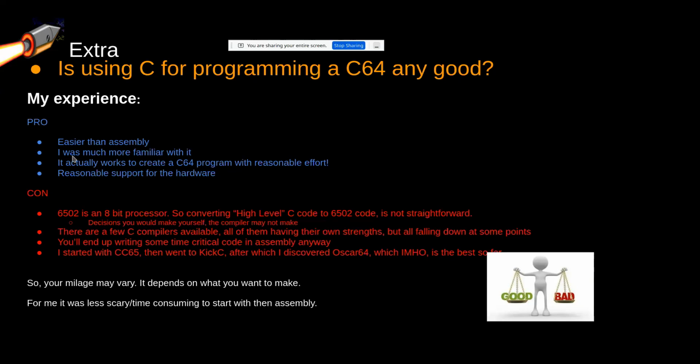I was more familiar with C, and it actually does work to create a C64 program with it with reasonable effort. That was a big plus for me. And there is reasonable support for the hardware. So this is more or less why I went the C road. And then in the end, I stumbled on Oscar64 and that's why I created the Oscar64 preprocessor. So yeah, that's all more or less I want to say about this.